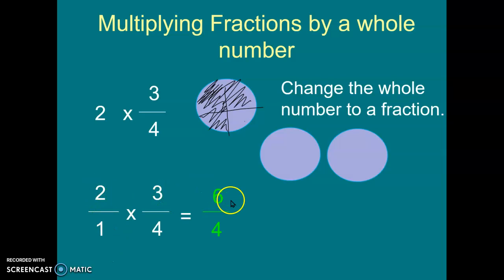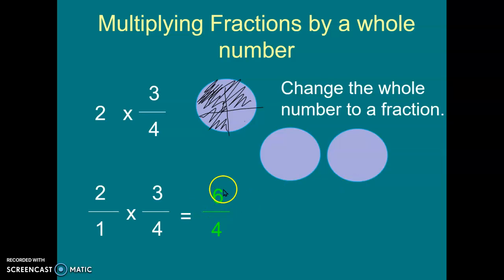2 times 3 is 6. 1 times 4 is 4. Now, do you notice anything about this? 6 over 4? These both have at least one factor that's the same besides 1, and that would be 2.